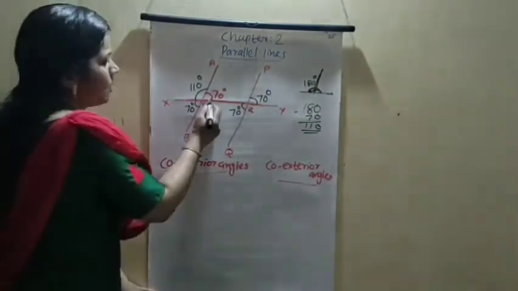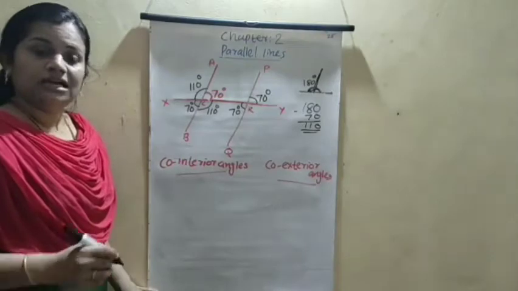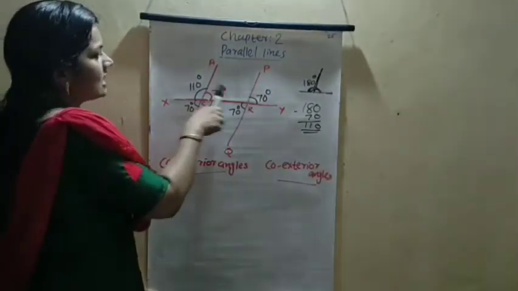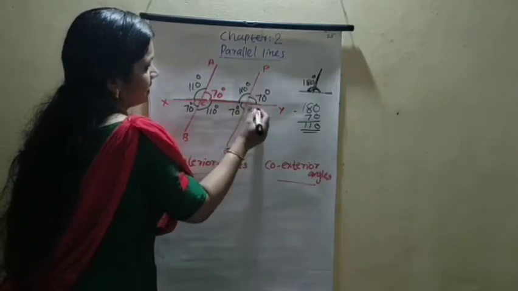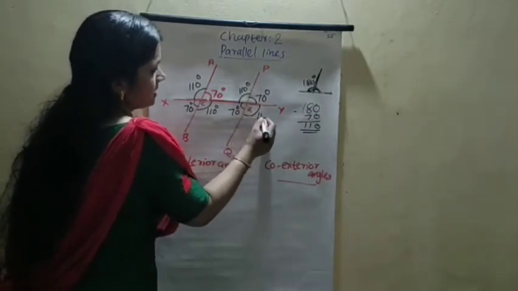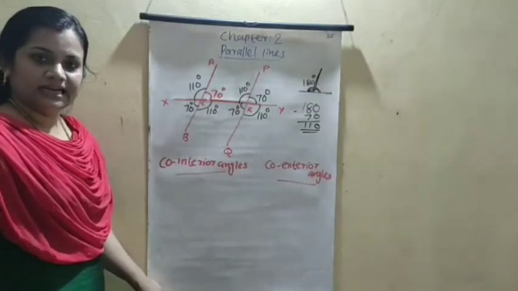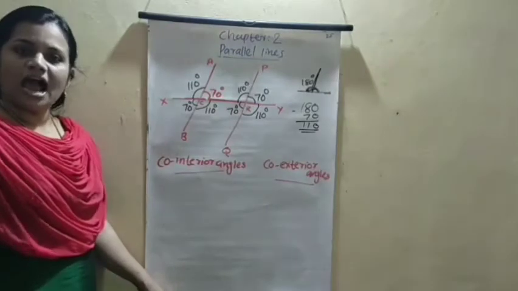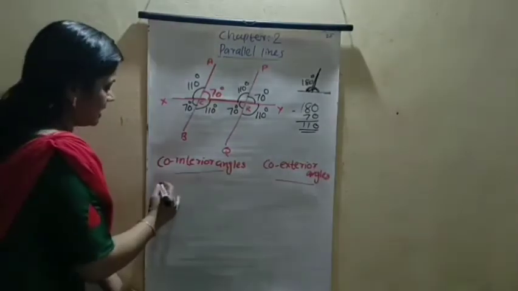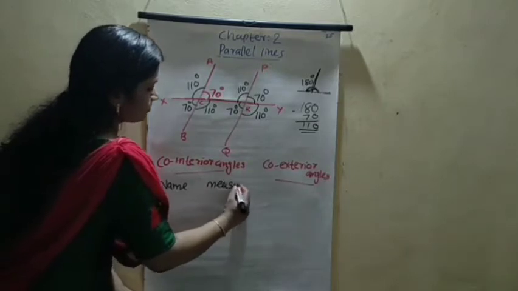Then here also opposite angles are equal. These are the corresponding angles, so we can write this also 110 degrees. Opposite angles are equal, so this also 110 degrees. So we can find out the measurement of these angles, and we can write the name and measure.